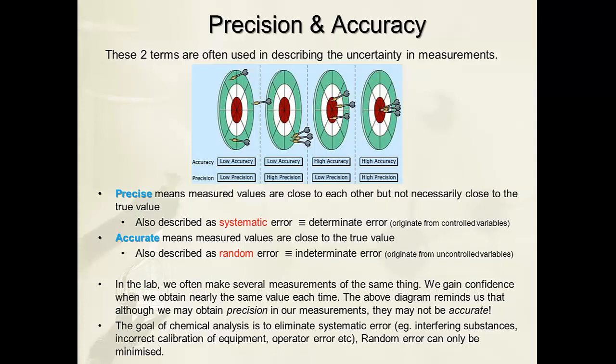And this is why in the lab we often make several measurements of the same thing. So this is checking the precision of the instrument, so that way we can make an average, okay? There's not too much that we can do about accuracy other than making sure that our instrumentation is in good calibration, and sometimes this is out of our control.